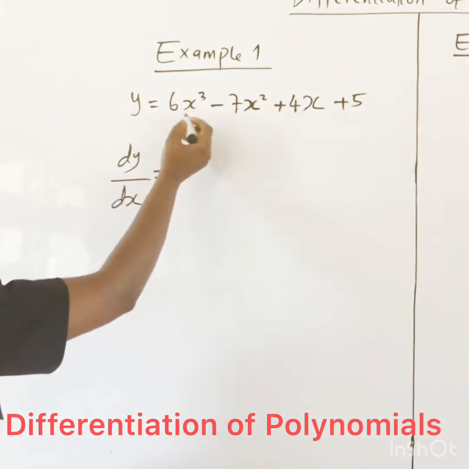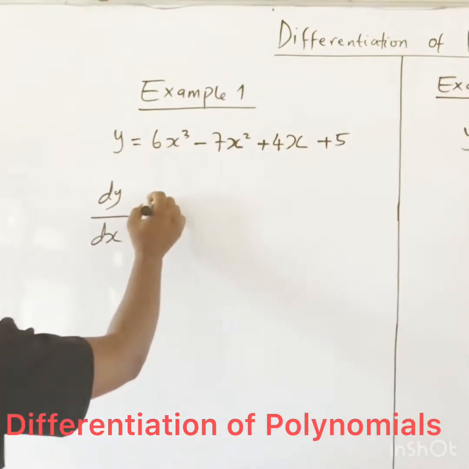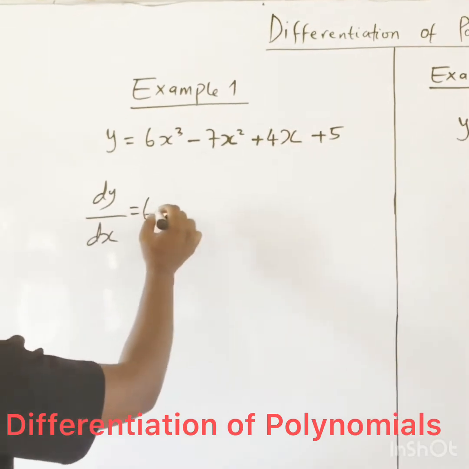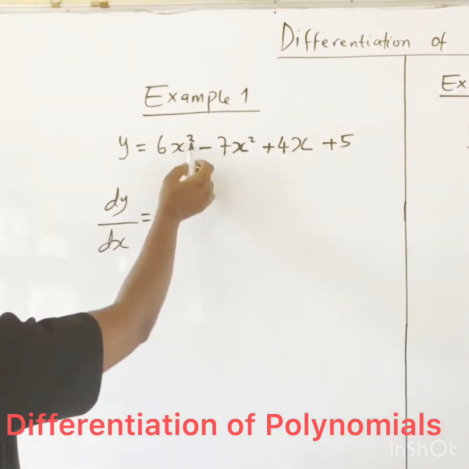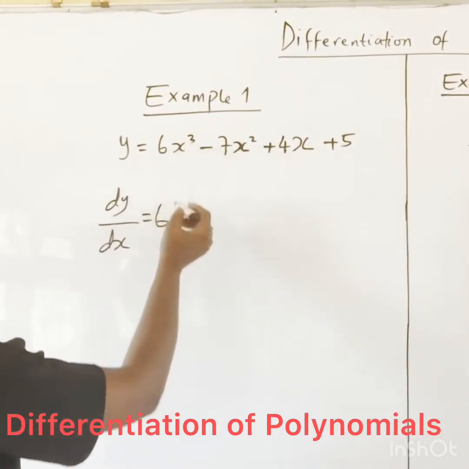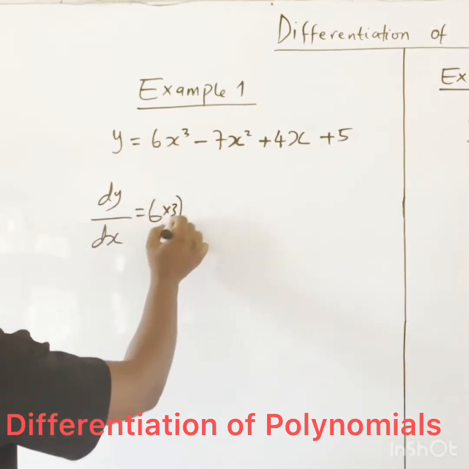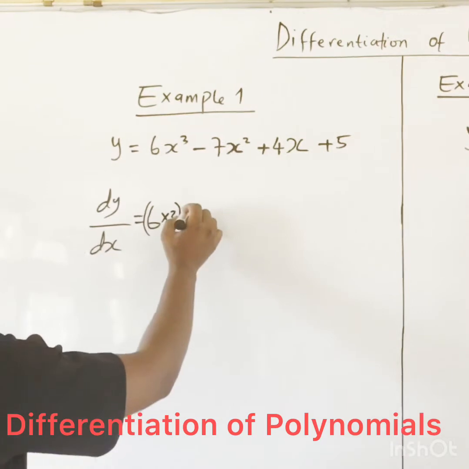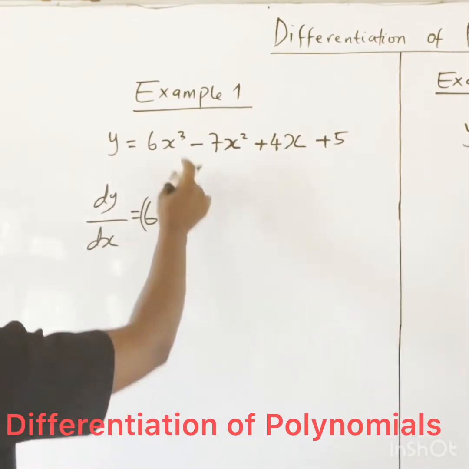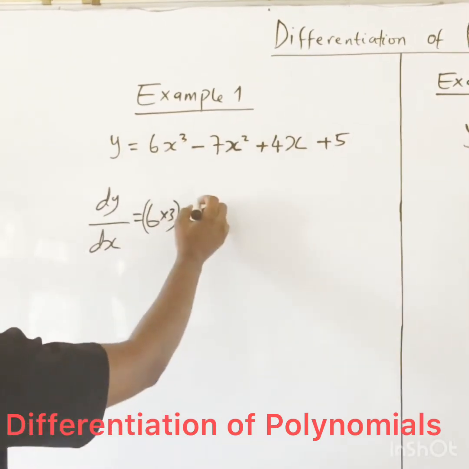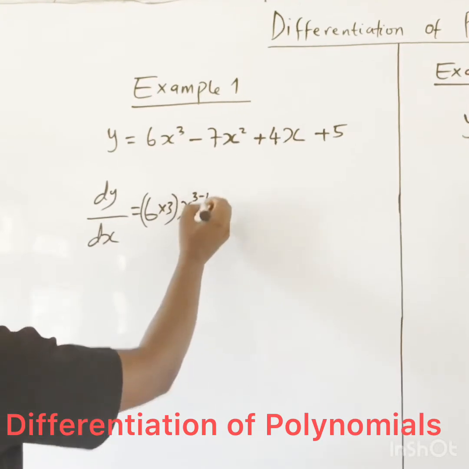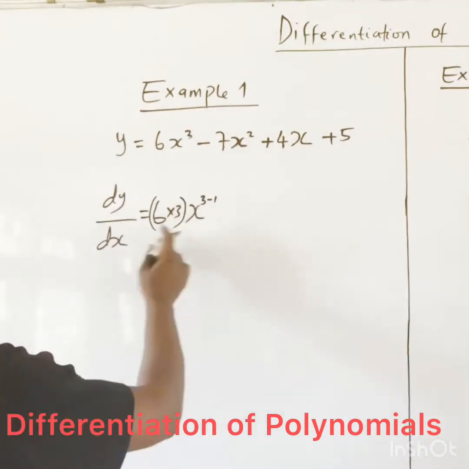So for this case now, I'm going to write the coefficient of the first term, then multiply it by the power of the variable, which is 3. I'll put it in the bracket, then subtract 1 from this power. Okay? I'm done with this.